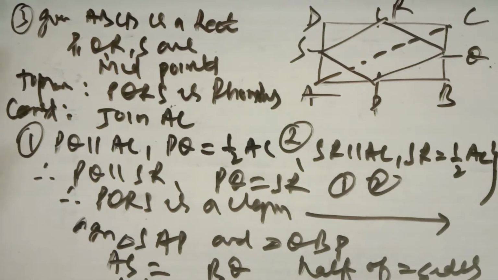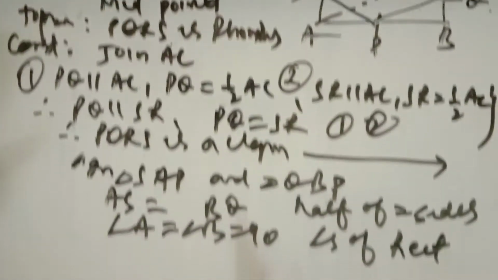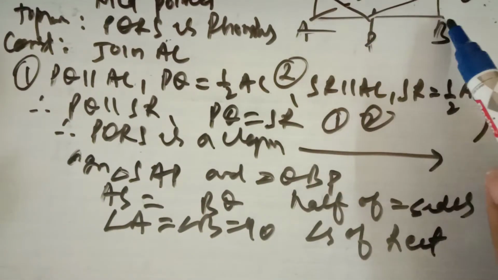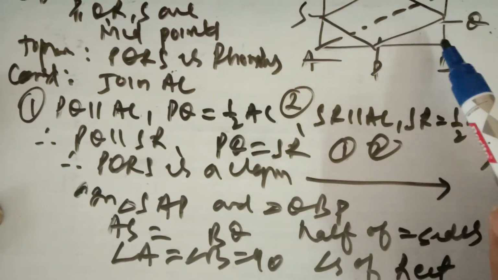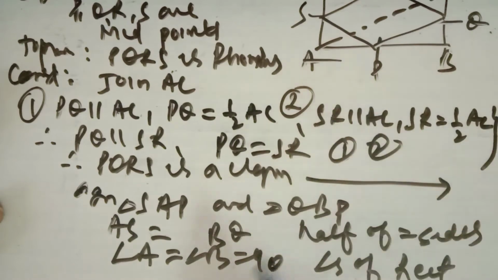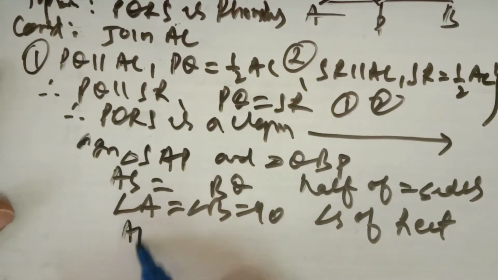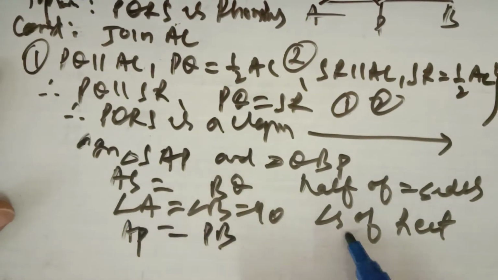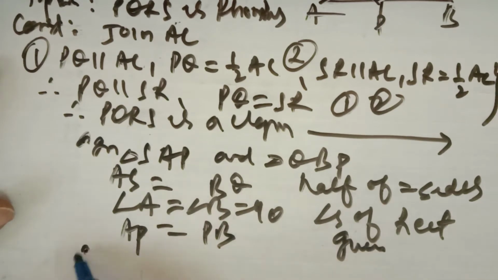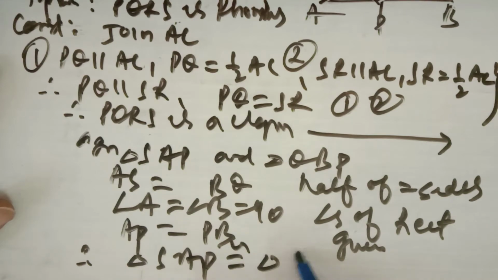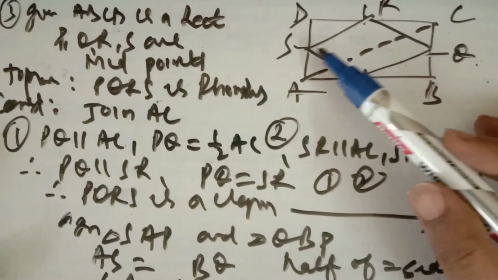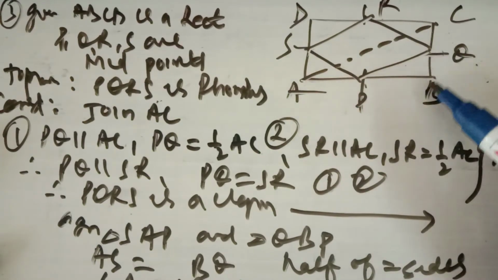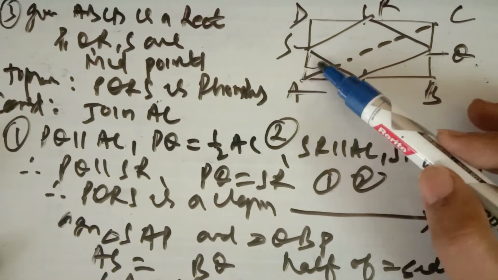Angles of a rectangle. This angle A is equal to angle B, angles of a rectangle. AS is equal to BQ, half of the equal sides, and AP is equal to PB, it is given. So therefore triangle SAP is congruent to triangle QBP by side angle side.